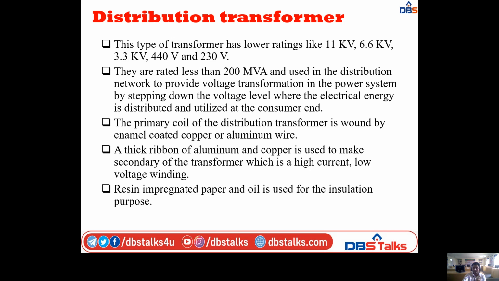Consumer means ours. Next, the primary coil of the distribution transformer is wound with enamel coated copper or aluminum wire. A thick ribbon of aluminum or copper is used to make the secondary of the transformer, which has a high current, low voltage rating. Next, resin impregnated paper and oil are used for insulation purposes.